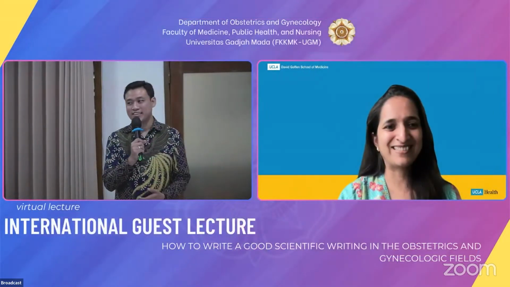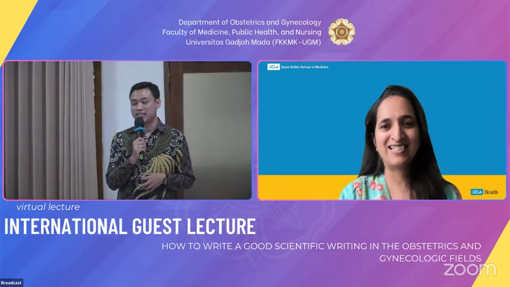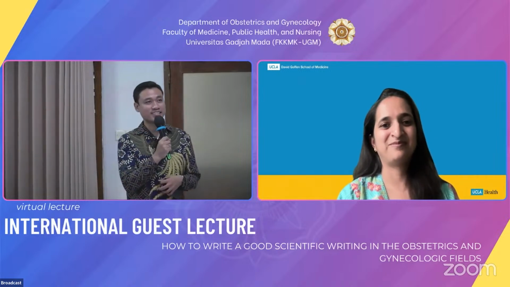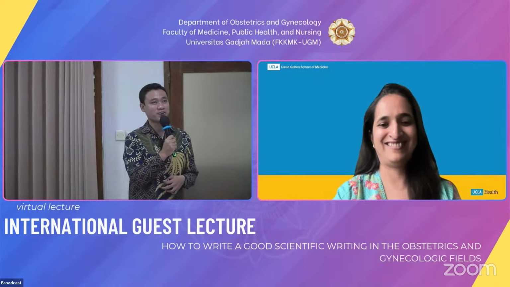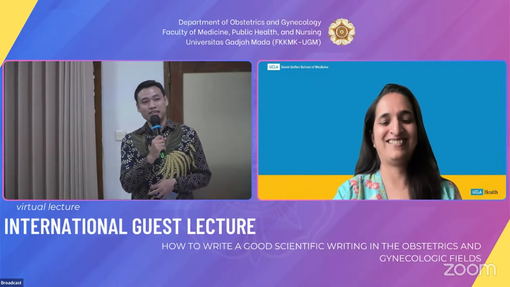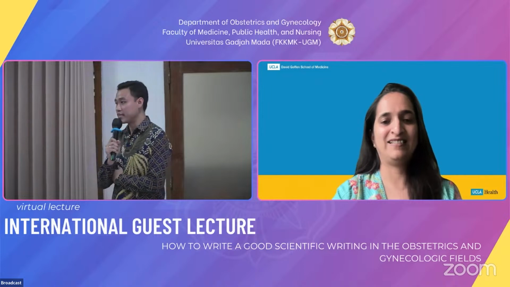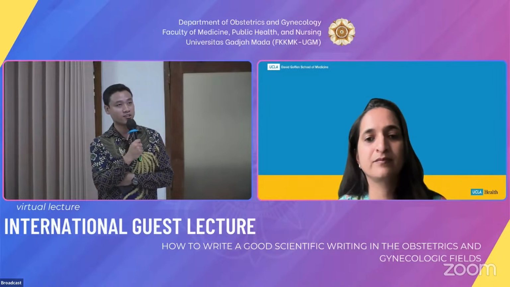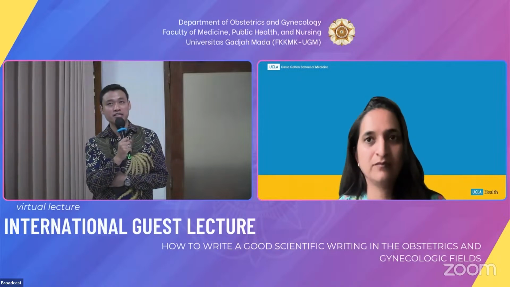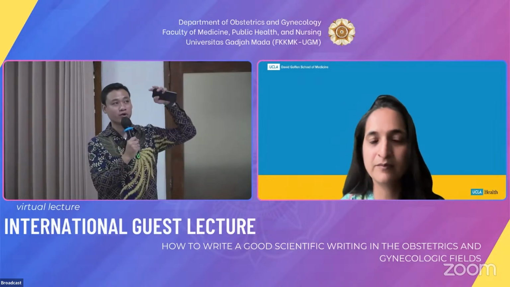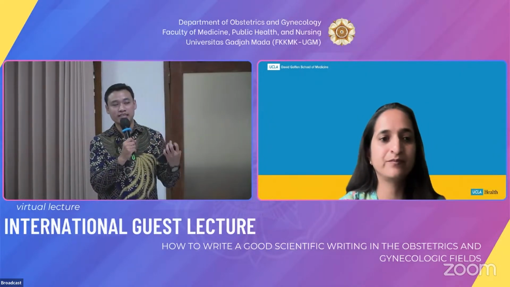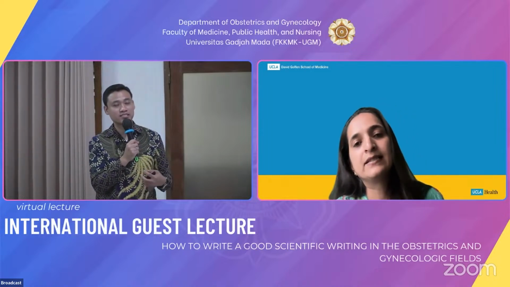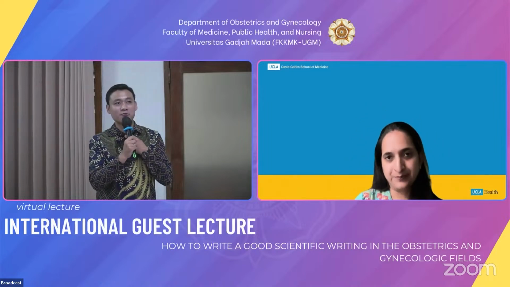Because sometimes we already write our manuscript, but we are very afraid that the editor or reviewer will decline our manuscript. And then, Dr. Aparna, as you mentioned, when we write scientific writing, you should write the introduction and then method, result, and then discussion. Should we write it one by one, or can we write the result first, and then after that think about the introduction or method part, because it's sometimes difficult for us to write in that order.